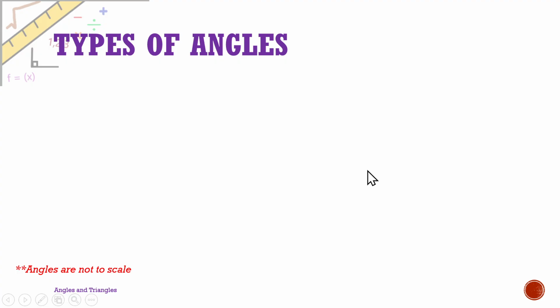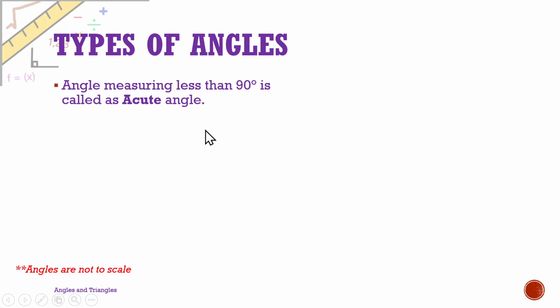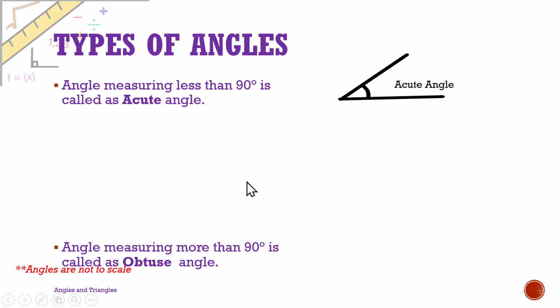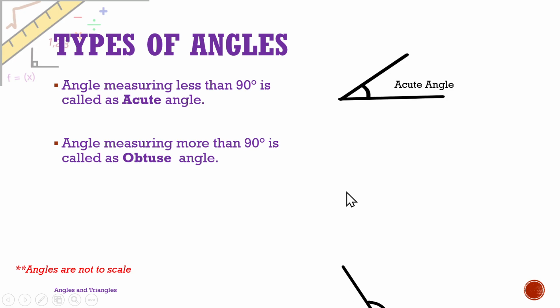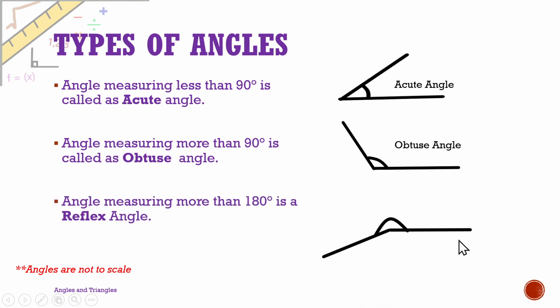Let's take a look at the types of angles. An angle measuring less than 90 degrees is called an acute angle. An angle measuring more than 90 degrees is called an obtuse angle. An angle measuring more than 180 degrees is a reflex angle. You must know the total angles in a circle are 360 degrees. Thus, in a semicircle, that is on a horizontal line, the sum of the angles will be 180 degrees.